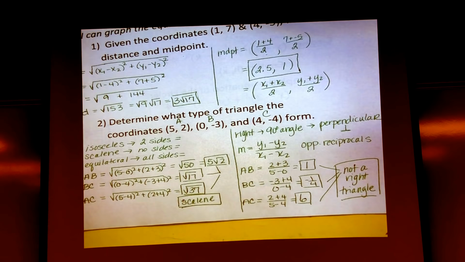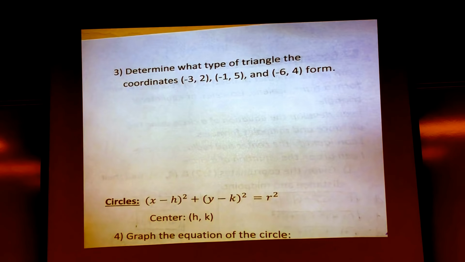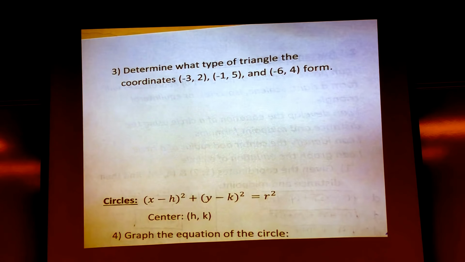So a lot of calculations there, not difficult calculations, but a lot of arithmetic that we have to do. Let's try one more of those, determine what type of triangle we're going to have. So I would like for you to write that down and then pause, solve it all out. Do all of the distances, do all of the slopes, and figure out what type it is, and then come back and check.